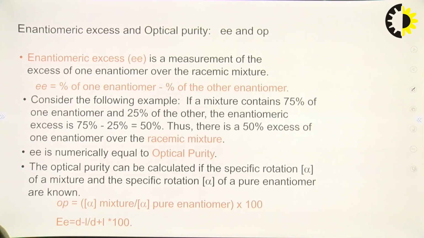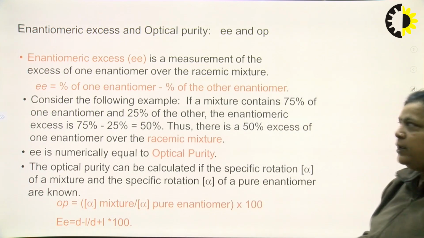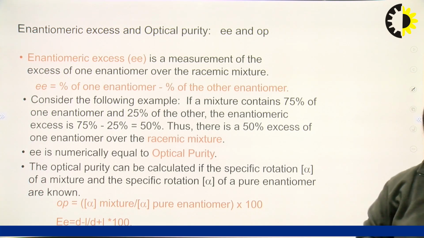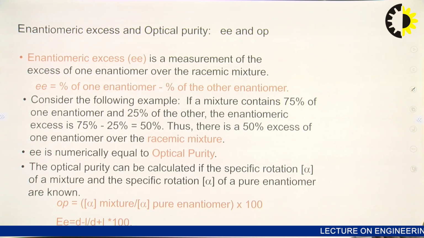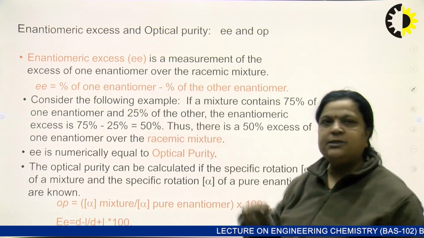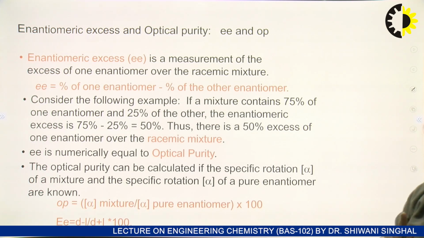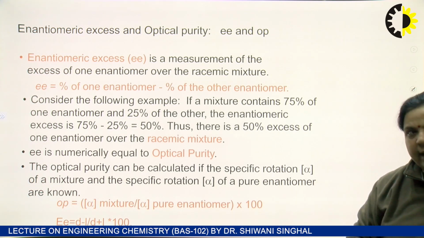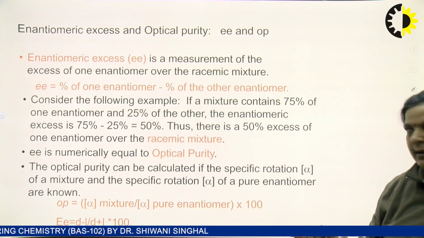Now, the last term is enantiomeric excess or optical purity. Enantiomeric excess is the measurement of the excess of one enantiomer over the racemic mixture. For example, if we say that the mixture is 25% in enantiomeric excess, that is, one form is in excess by 25%. So the remaining 75, half will be D and half will be L.